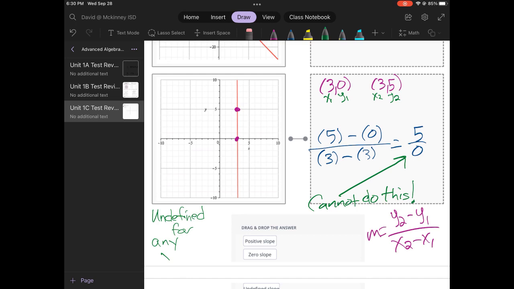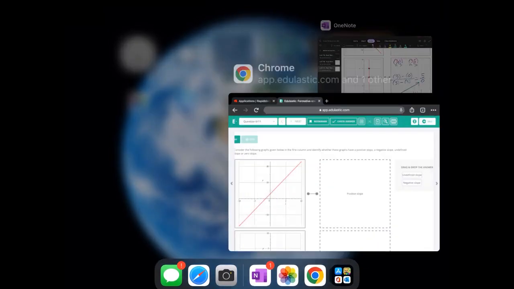And so in this case, it's undefined for any x equals equation. If I have an equation that is an x equals equation or a vertical line, all vertical lines are x equals equations. Any x equals equation will be a vertical line. And my slope will be undefined for any of those particular problems.